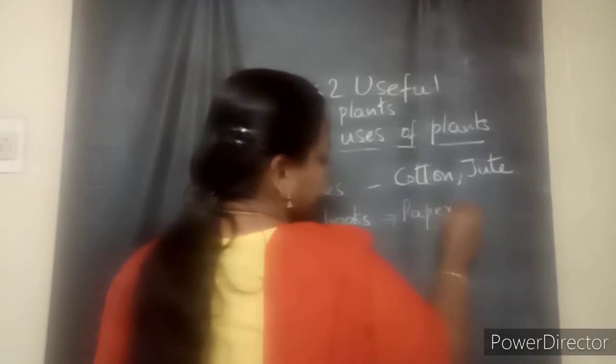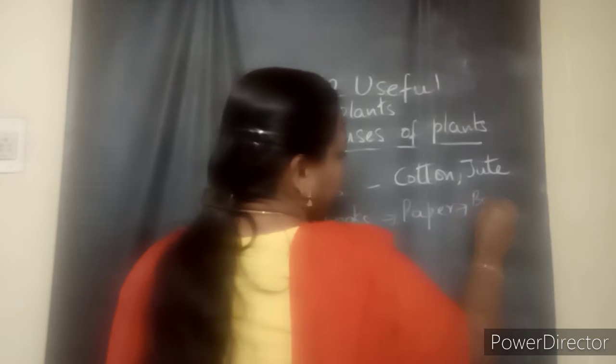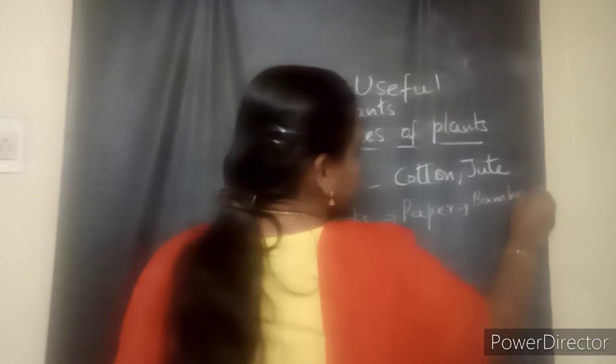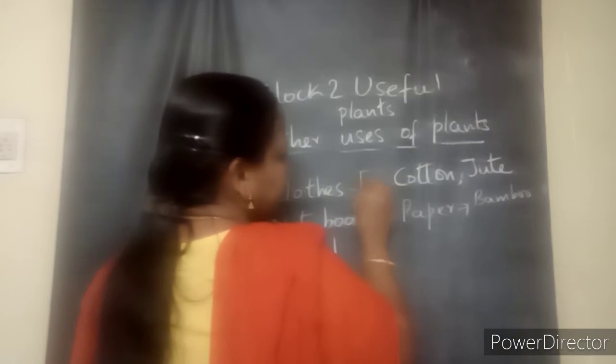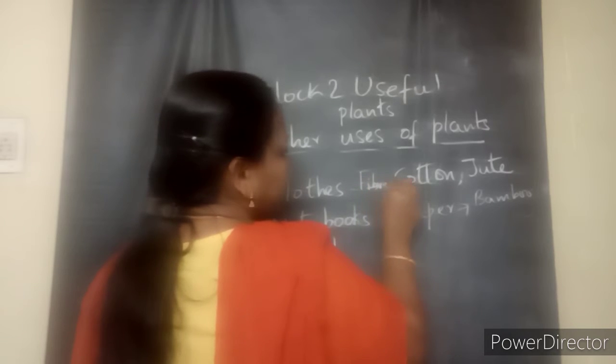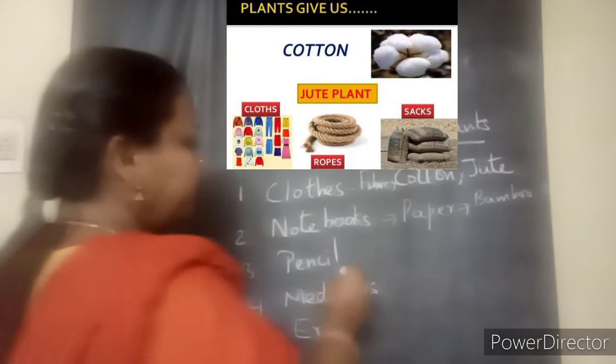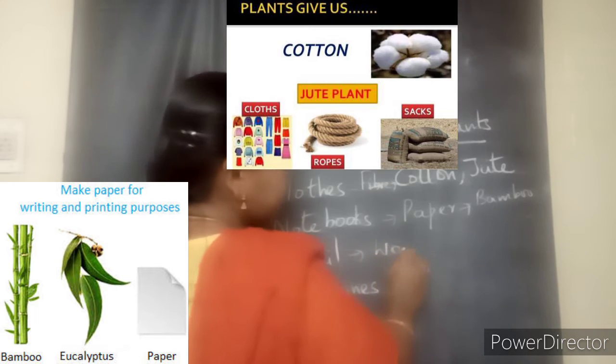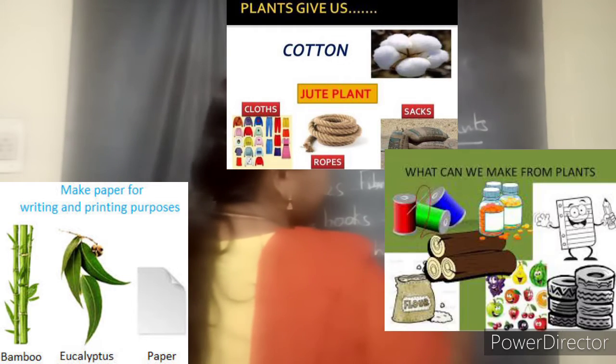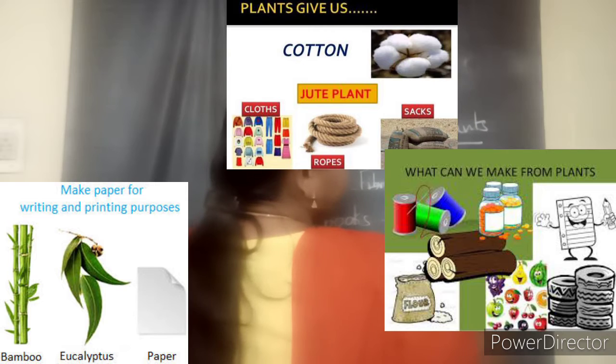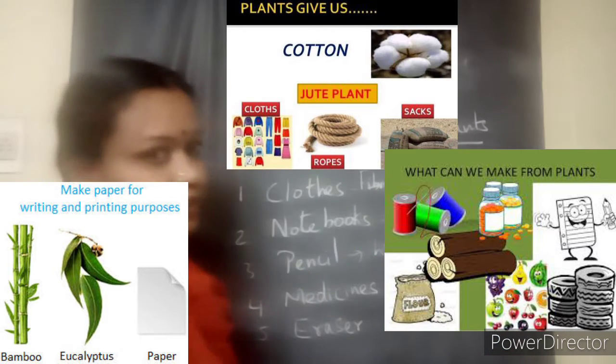Generally we get paper from the bamboo tree. So bamboo trees give the paper, and cotton or jute give the fiber. And a pencil is mainly made up of wood. We get wood from trees such as sal and teak.